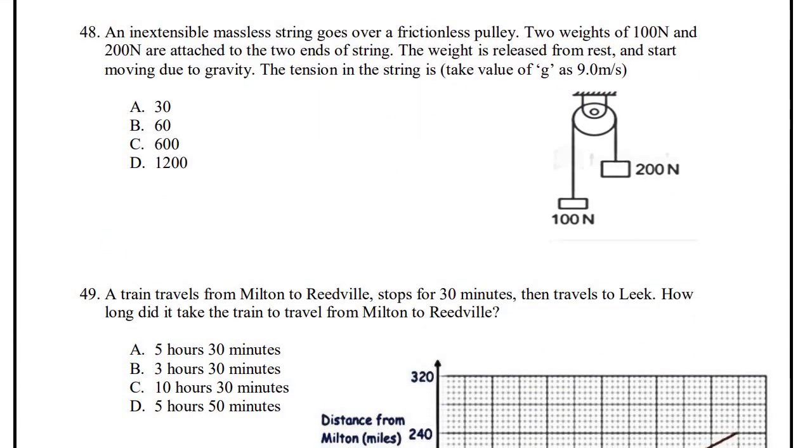Then we have question number 48. An inextensible massless string goes over a frictionless pulley. Two weights of 100 and 200 are attached to the ends of the string. The weights are released from rest and start moving due to gravity. The tension in the string will be? We have to take the value of g as 9 meters per second square. So in this case, the formula of tension is 2 m1 m2 g divided by m1 plus m2. So, let's find the values of masses of these two objects.